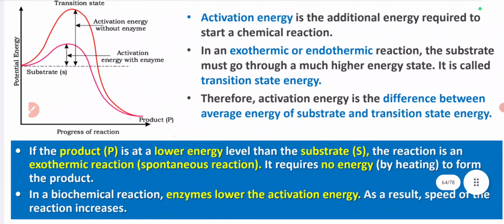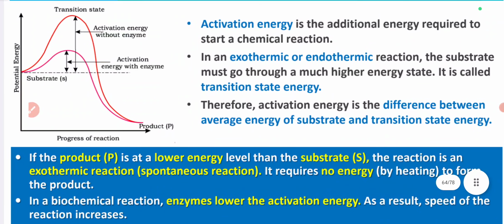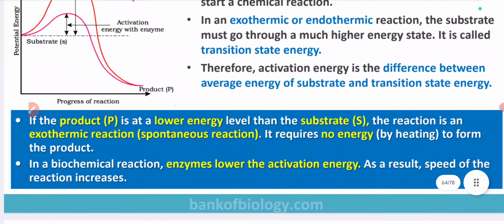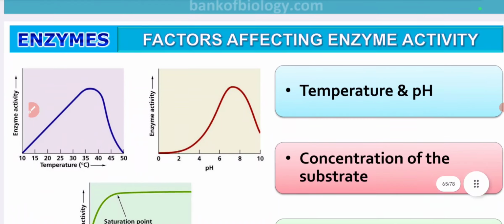If the product P, see the diagram, if the product P is at a lower energy level than the substrate S, the reaction is exothermic, that is, a spontaneous reaction. It requires no energy to form the product. In a biochemical reaction, enzymes lower the activation energy. As a result, the speed of the reaction increases.